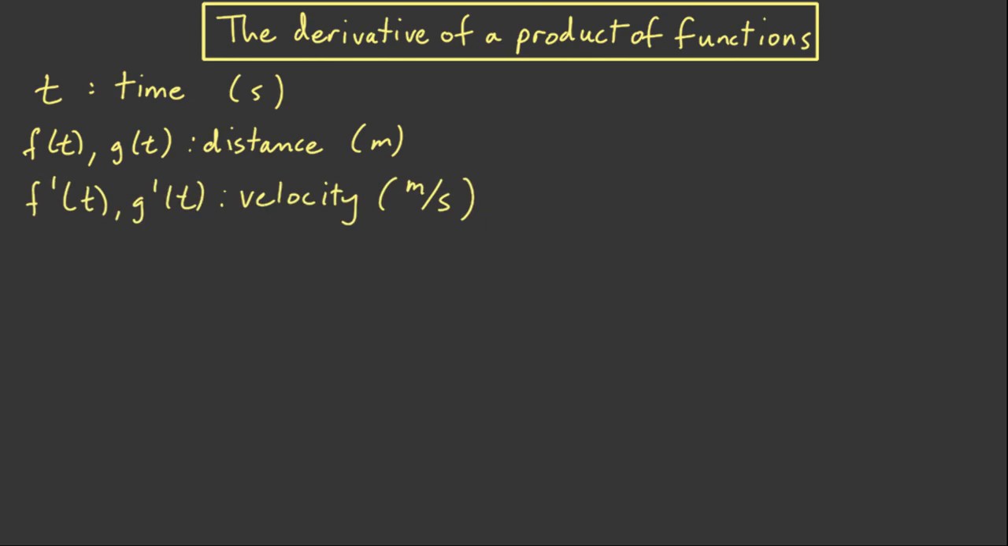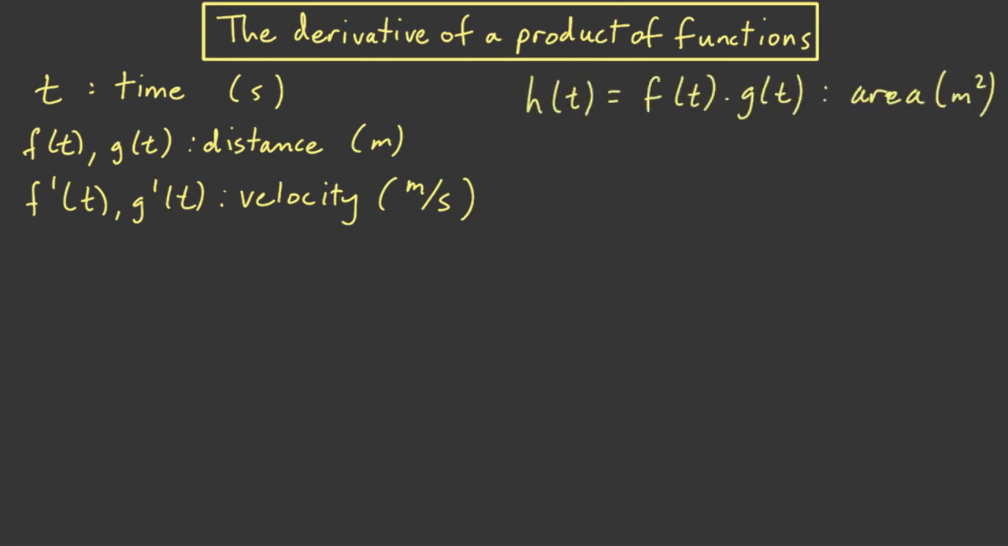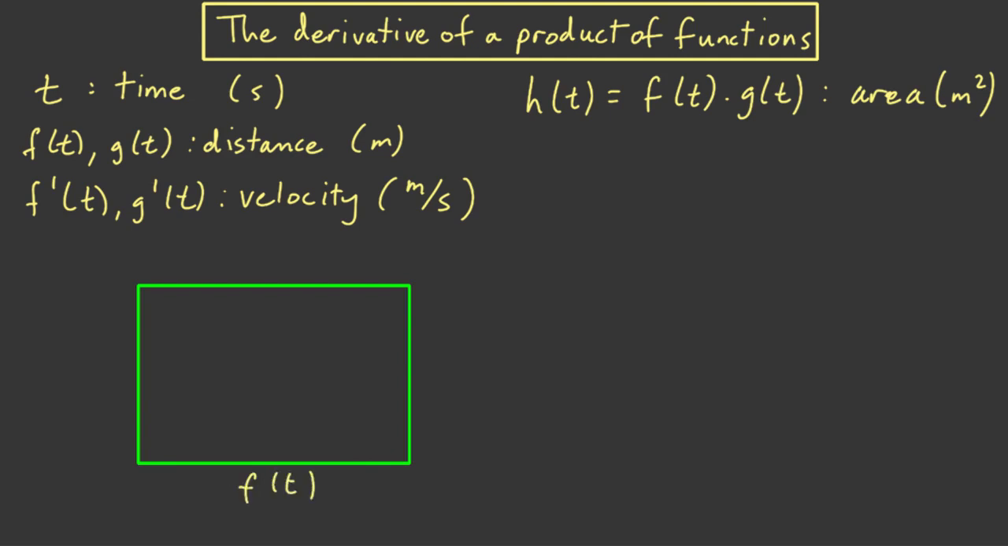H was equal to f of t times g of t, and so it's measured in meters squared, or it's an area. And we can visualize that with this rectangle here. So f of t, we could say, is the width of this rectangle, and g of t could be its height, in which case h is the area of the rectangle. Now our goal in all of this is to figure out what's going on with h prime.